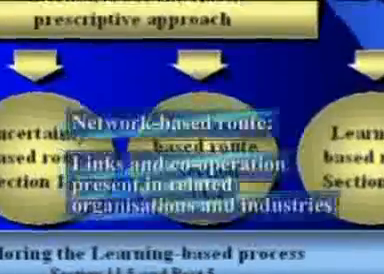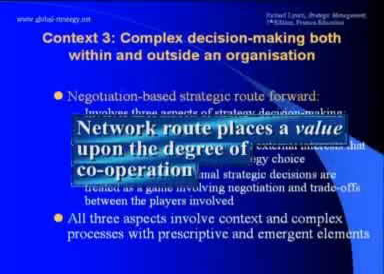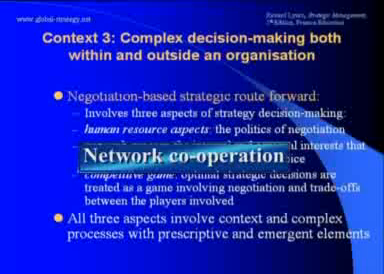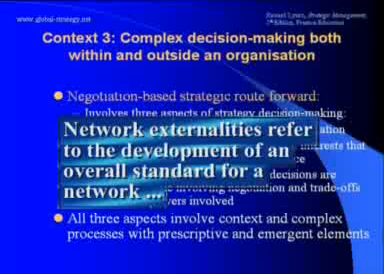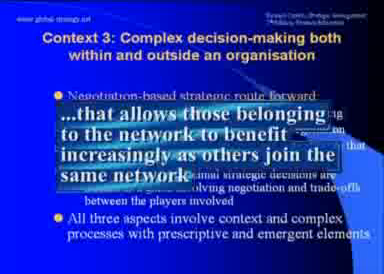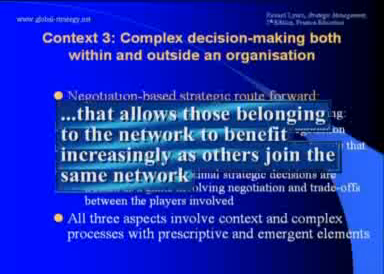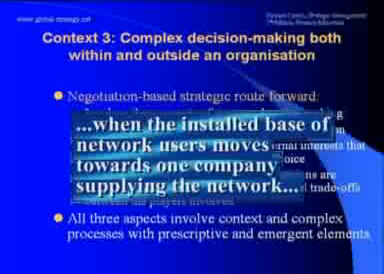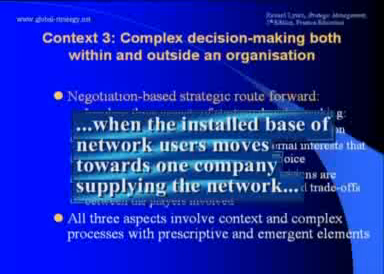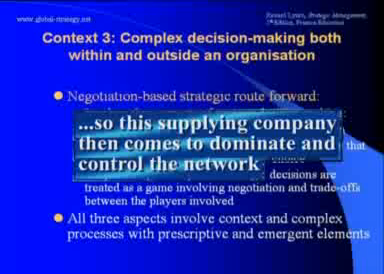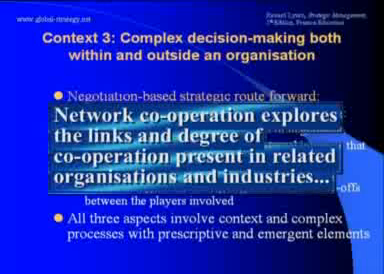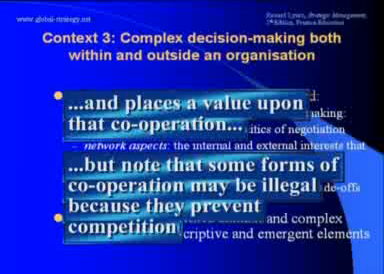Theory number 3 is the network-based strategic route forward. This explores the links and degree of cooperation present in related organizations and industries and places a value upon that degree of cooperation. The route has two aspects: network externalities and network cooperation. Network externalities refer to the development of an overall standard for a network that allows those belonging to the network to benefit increasingly as others join the same network. In such externalities, the key moment is the tipping point, which is reached when the installed base of network users moves towards one company supplying the network and away from rival suppliers. The obvious example here being Microsoft with its Word and Office processing systems and its base for the personal computer networks. Network cooperation explores the links and degree of cooperation present in related organizations and industries and places a value upon that cooperation.